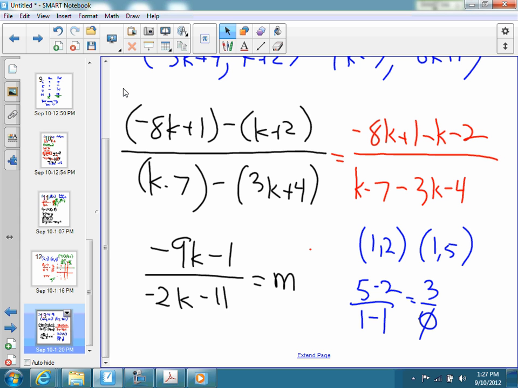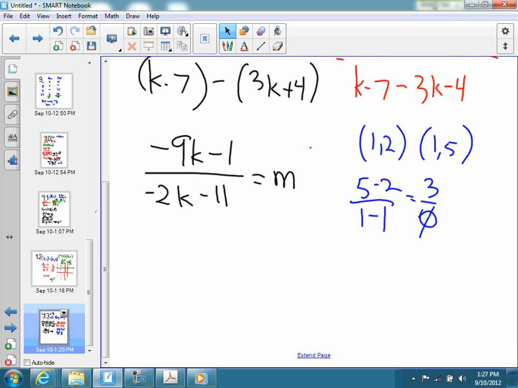1, 2, 3. 0. Right? Horizontal line has a 0 slope. Right? Are we okay with that? Okay, so our m here is going to be equal to 0.